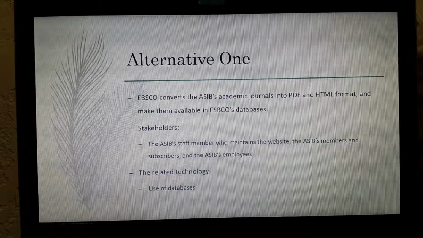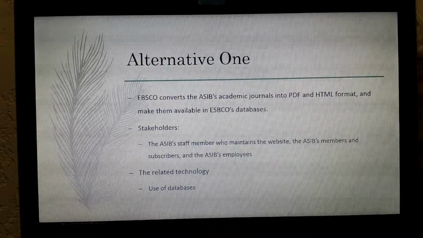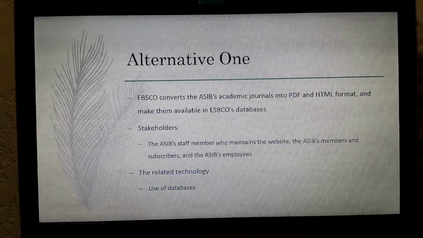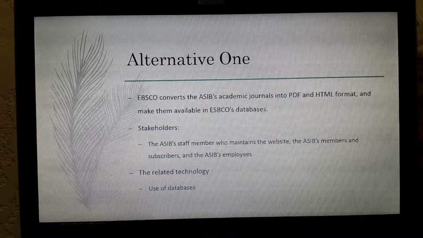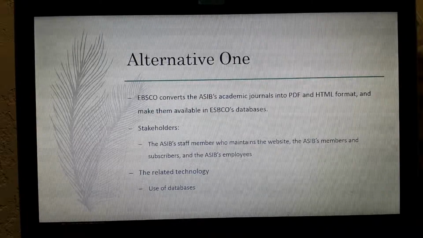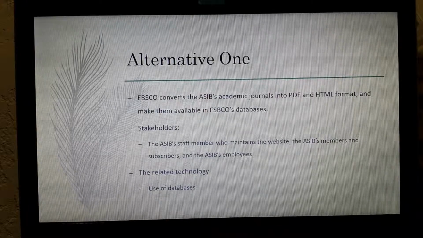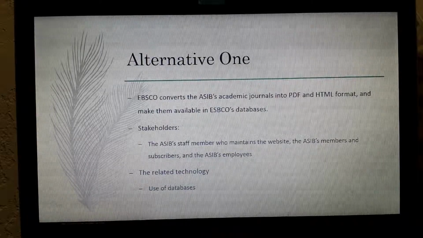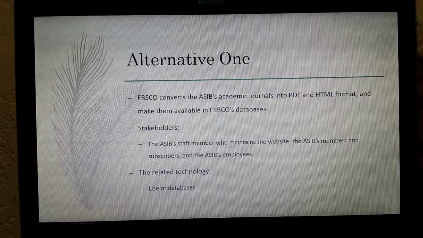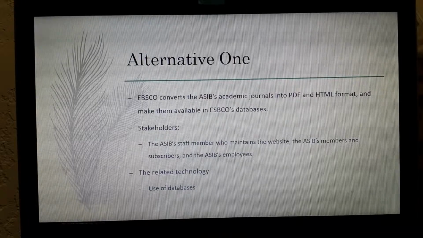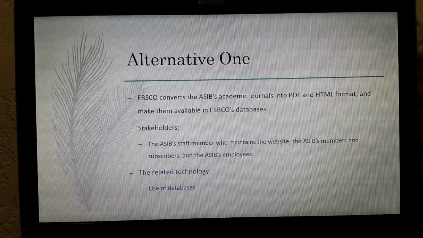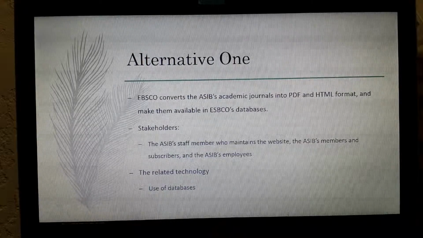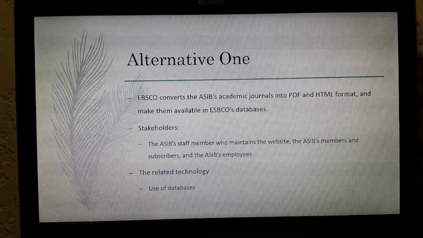Because EBSCO will be in charge of the electronic distribution of the journal, Annals of International Business, the ASIB staff member who maintains the website does not need to spend time on this issue. The ASIB's members and subscribers will have online access to the journals instead of relying totally on the printed version. As this partnership will bring more revenue to the organization, this will definitely benefit its employees. The related technology involved in this alternative is the use of EBSCO's database.